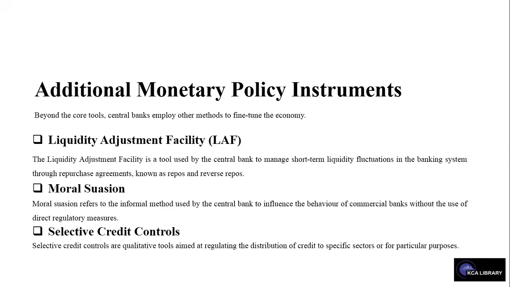Another is the liquidity adjustment facility, a tool used by the central bank to manage short-term liquidity fluctuations in the banking system through repurchase agreements known as repos and reverse repos. The next is moral suasion, an informal method used by the central bank to influence the behavior of commercial banks without the use of direct regulatory measures. And lastly, selective credit control, which are qualitative tools aimed at regulating the distribution of credit to specific sectors or for particular purposes.